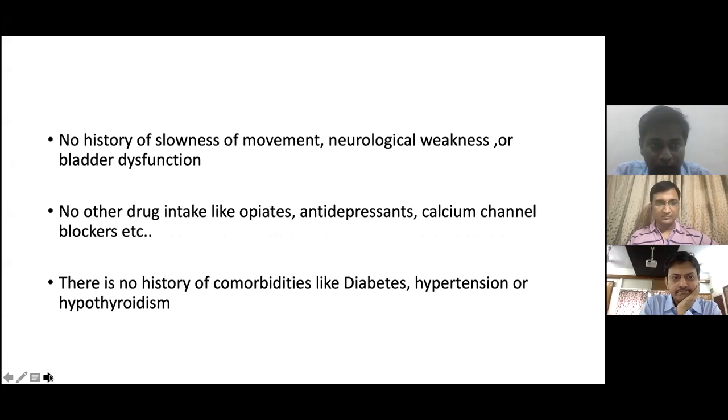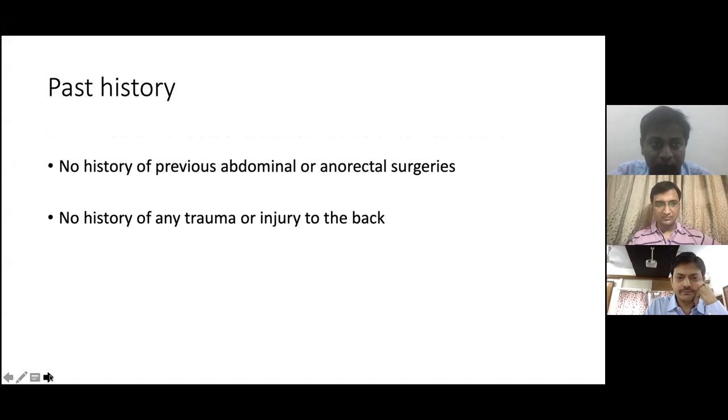There is no history of slowness of movement, neurological weakness, or bladder dysfunction. No concomitant drug intake like opiates, antidepressants, and calcium channel blockers. There is no history of any comorbid conditions like diabetes, hypertension, or hypothyroidism. Past history: there is no history of any previous abdominal or anorectal surgeries. There is no history of trauma or injury to the back.